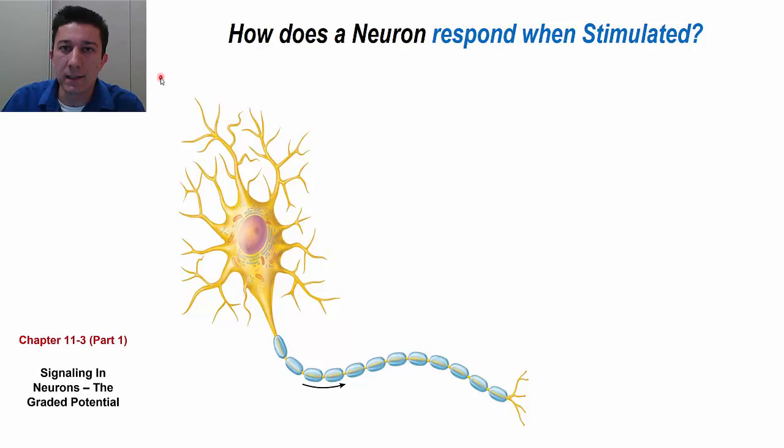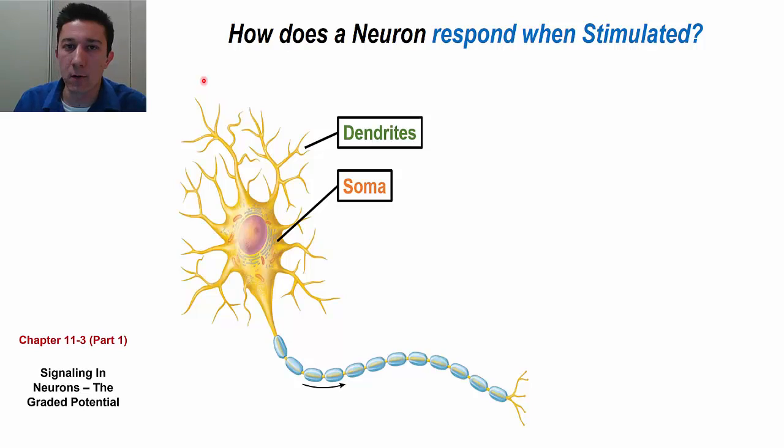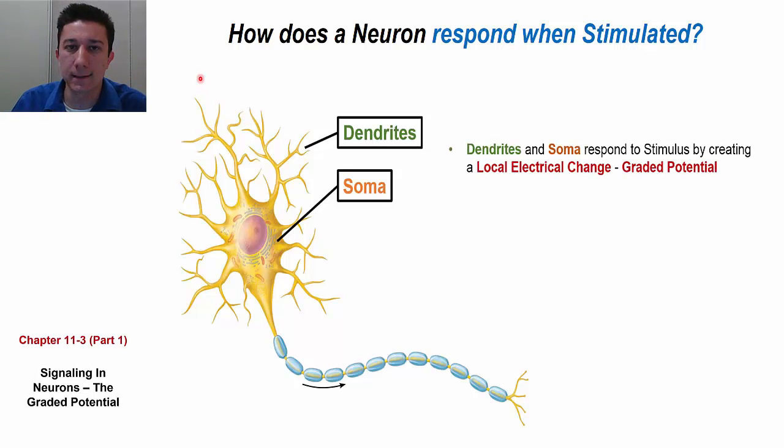So here we'll look at the events that occur when a neuron is stimulated, that is, when it responds to a stimulus in the environment. Usually, a stimulus in the environment is received by the dendrites and the soma of our neuron. The dendrites and the soma respond to any kind of stimuli. We'll talk about stimuli in the next slide, what kind of stimulus can get a neuron to respond. But regardless of what the stimulus is, the dendrites and the soma respond by creating a very localized, that is, a very non-widespread electrical change called a graded potential.